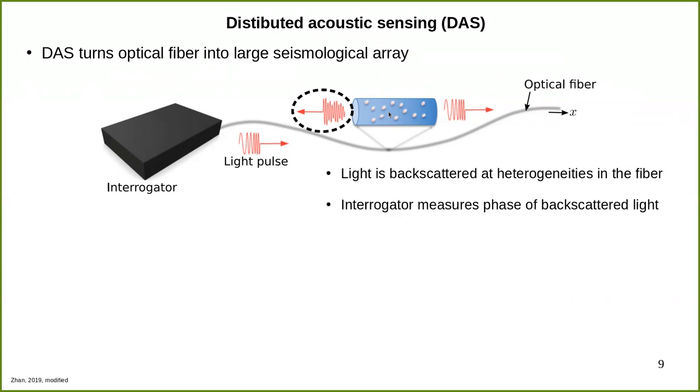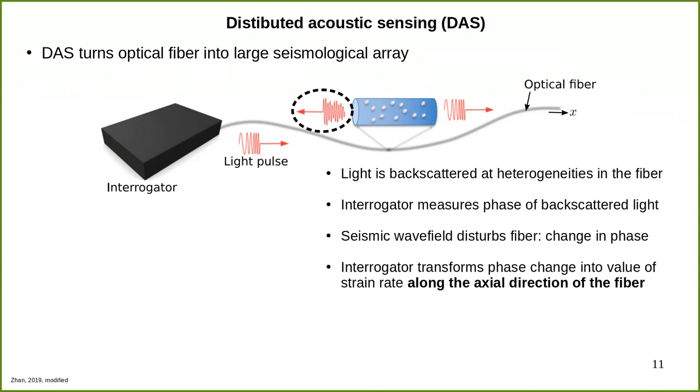The interrogator measures the phase of the backscattered light. And if the cable is now disturbed by an external field, then the position of these impurities changes a little bit, and this is then reflected in a phase change of the backscattered light. And it's this phase change that the interrogator uses and transforms into a value of strain rate along the axial direction of the fiber. So that's really important that we only have one component. We can only measure in the direction of the fiber.